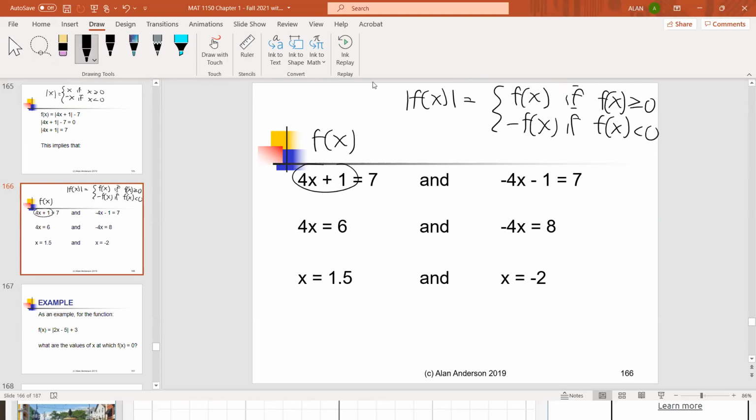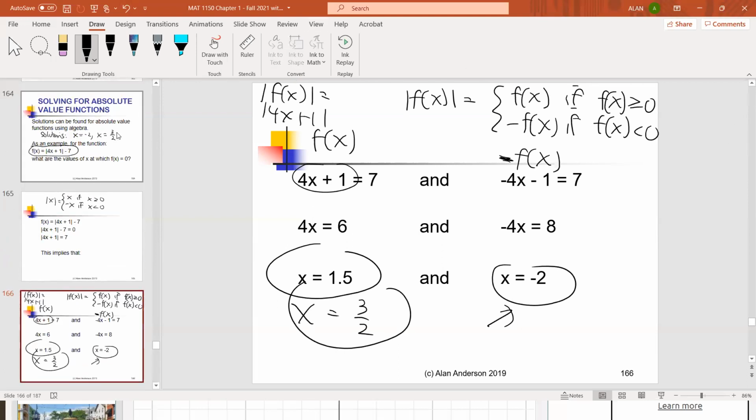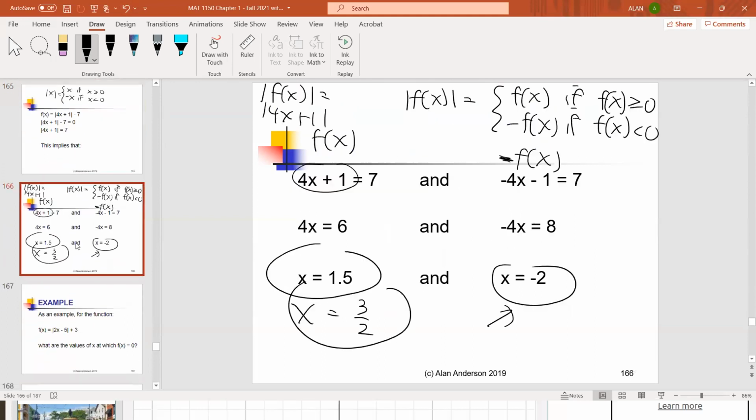Okay. Now, that means we can think of this as, because the original function was 4x plus 1, this is f of x, this is negative f of x. We set them both equal to 7, and we solve for them. And you can see here, we can rewrite this as 3/2 and -2. And so just as the graph pointed out to us, the solutions are in fact -2 and +3/2.